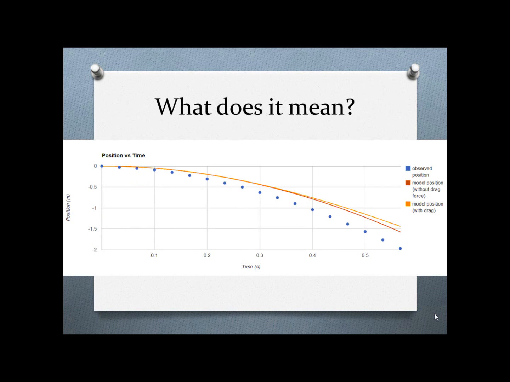Terminal velocity occurs during freefall when the drag force on the object equals the force due to gravity. This means that when an object reaches terminal velocity, its net force equals 0. Like we saw in Lab 1, when the net force on an object is 0 and it is moving, it moves with a constant velocity. Terminal velocity can be seen on a position time graph where the graph becomes a straight line. Only the model that includes the drag force shows a straight line.